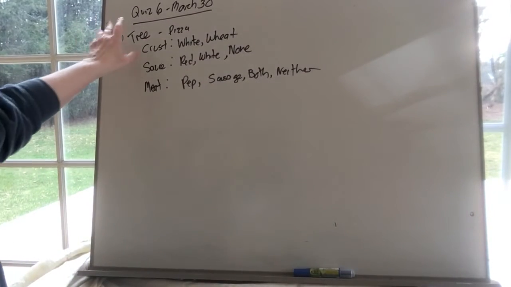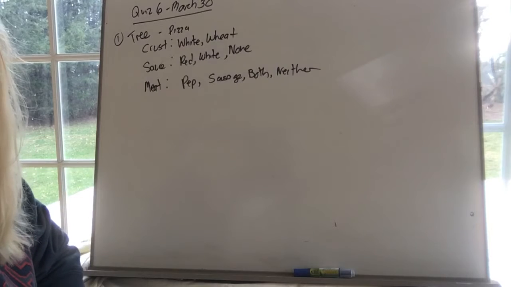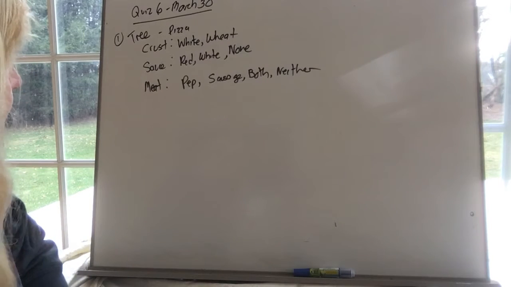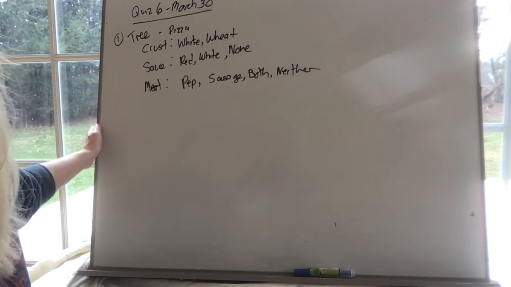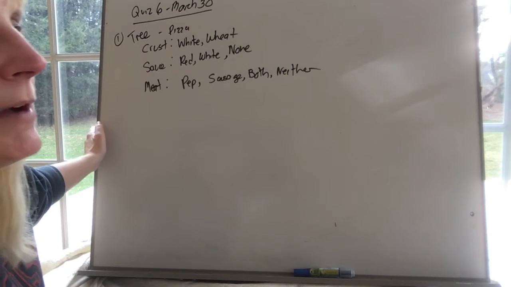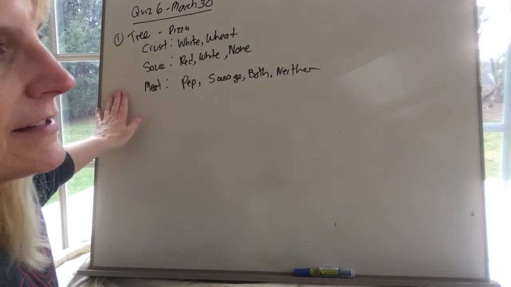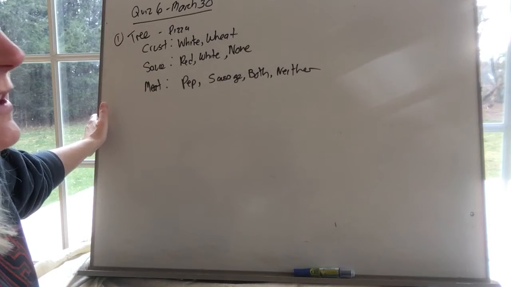This video is a review for quiz 6, which is under the March 30th module. The first question on the quiz asks you to use a tree diagram to figure out how many possibilities there are. The example I'm going to use now is possibilities for pizza.